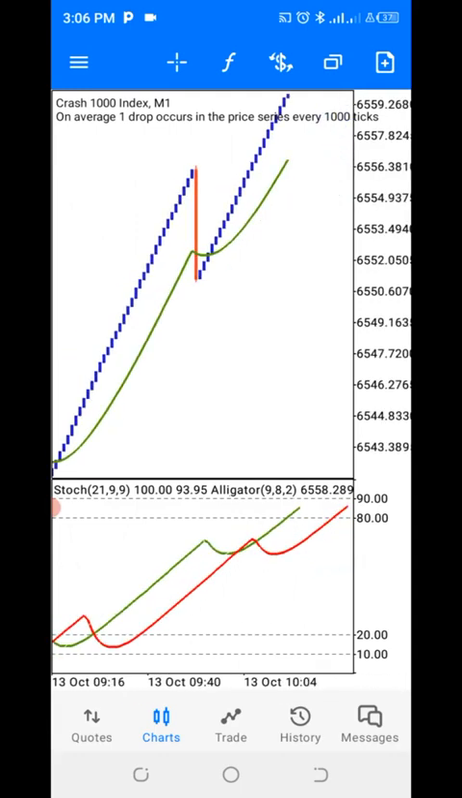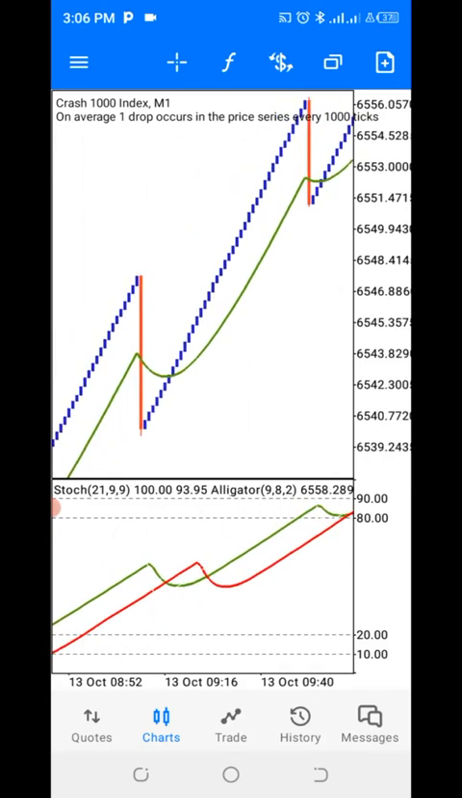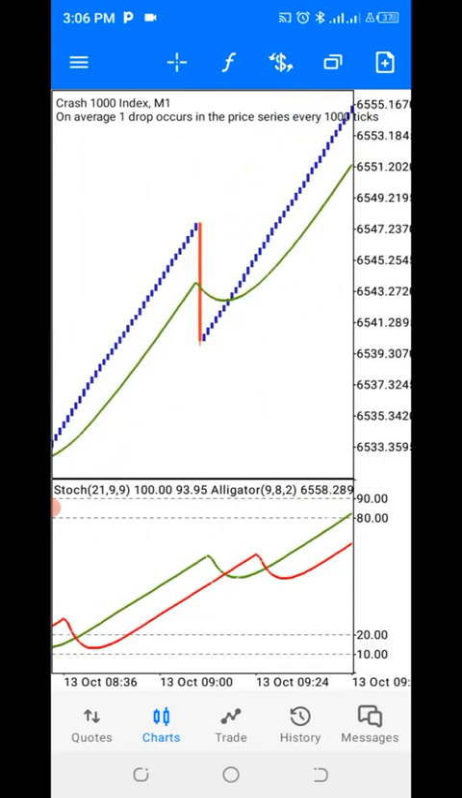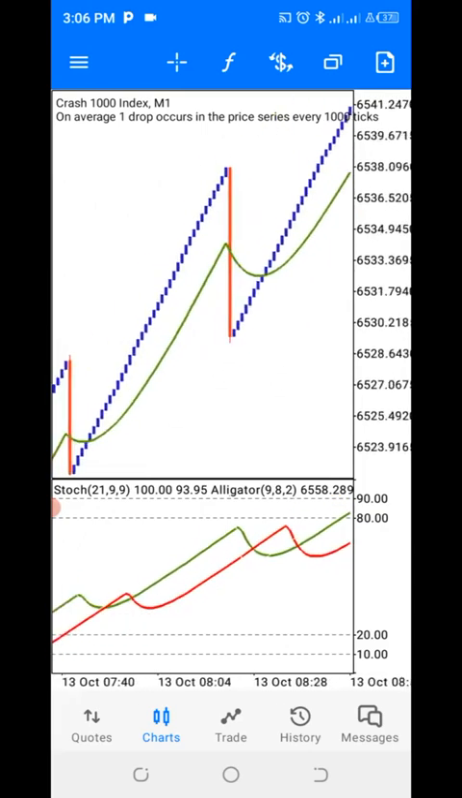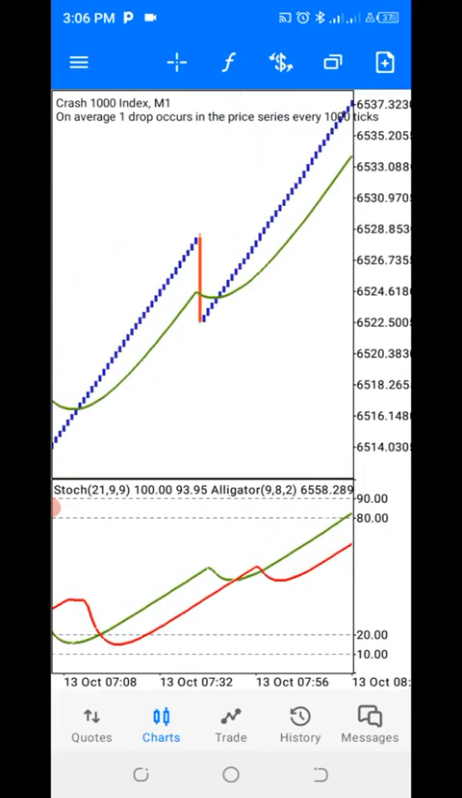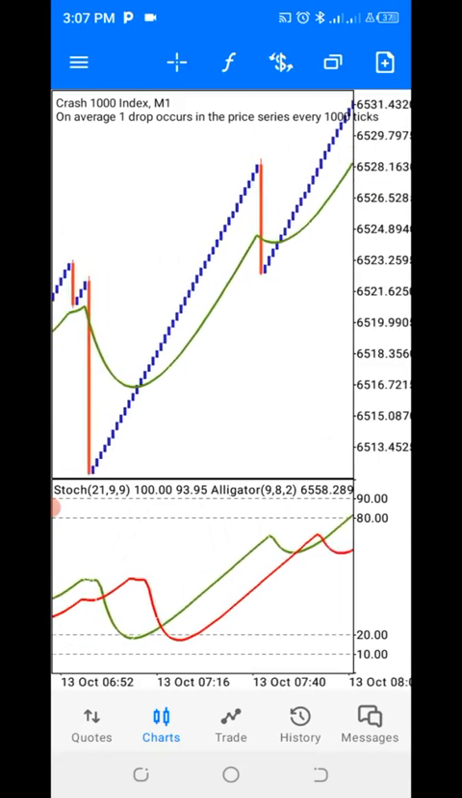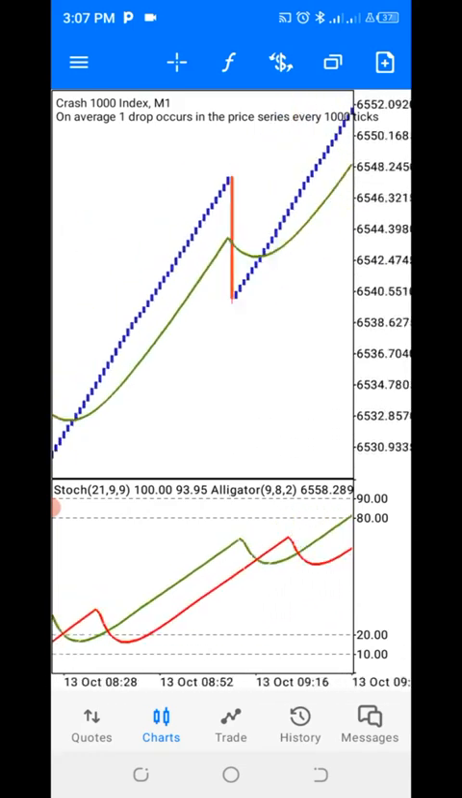I don't want to waste your time. The strategy works perfectly on Crash 1000 and Boom 1000. This is a scalping strategy that you can use to take 5 candles to 10 candles, and 15 to 20 candles, depending on your account size. Understand me very well, depending on your account size and the kind of trader that you are. I'm going to do justice to both conditions: you can take 5 candles, and you can take 20 candles, as the case may be.